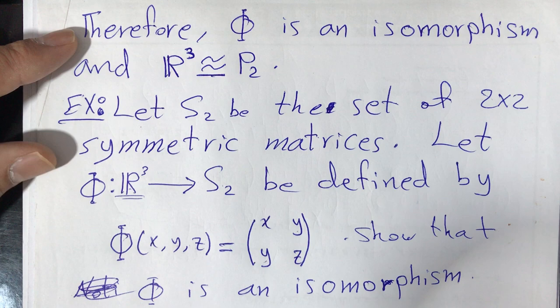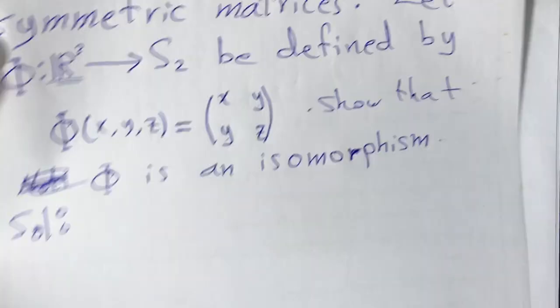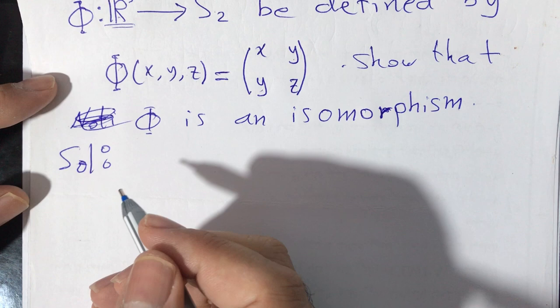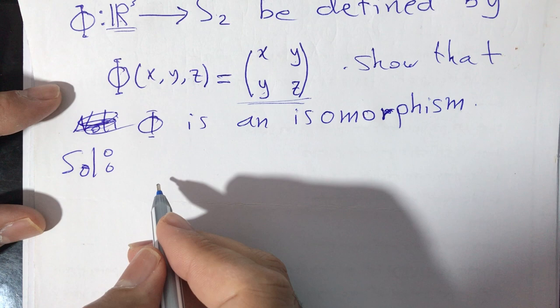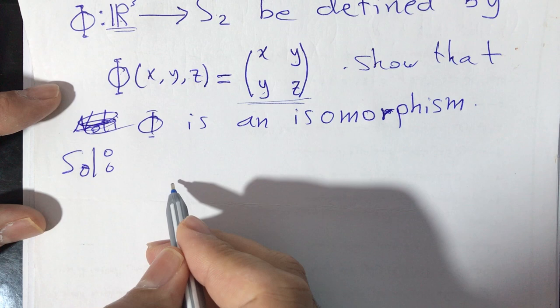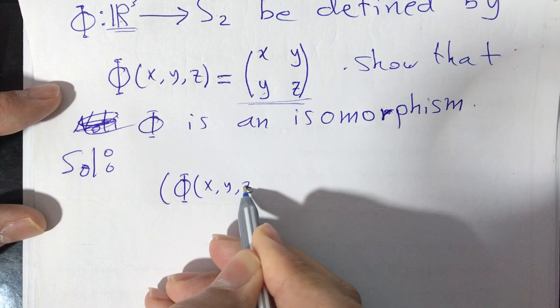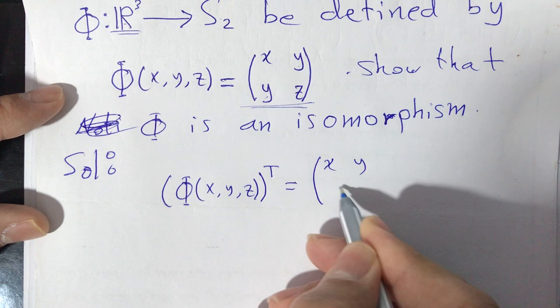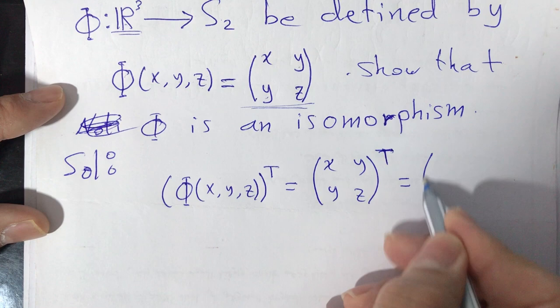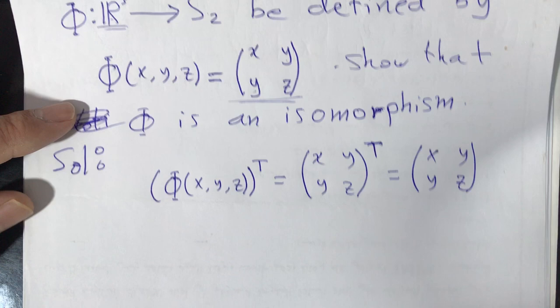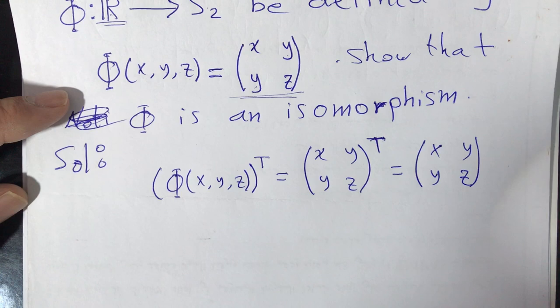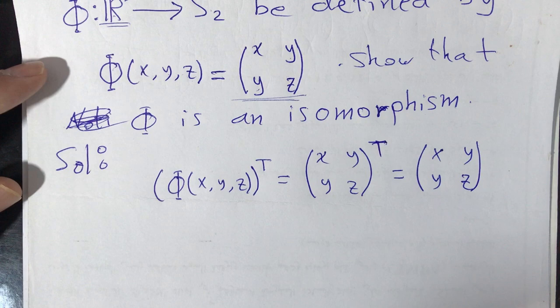Solution. The same way, first we should show that this is one-to-one, onto, and a linear transformation. First we look, this is symmetric. I take phi of (x, y, z), and if I take the transpose of this matrix, x, y, y, z, it will be equal to x, y, and y, z. So it is still the same. So this is a symmetric matrix.